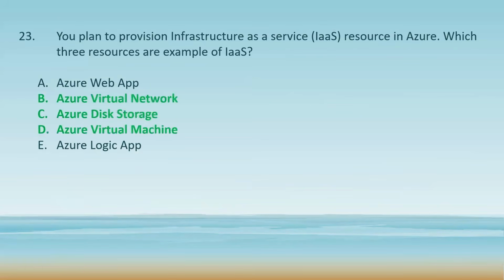The correct options are B, C, and D. Azure Virtual Network, Azure Disk Storage, and Azure Virtual Machine. You can refer to my video on Cloud Computing Service Models to understand more around IaaS.